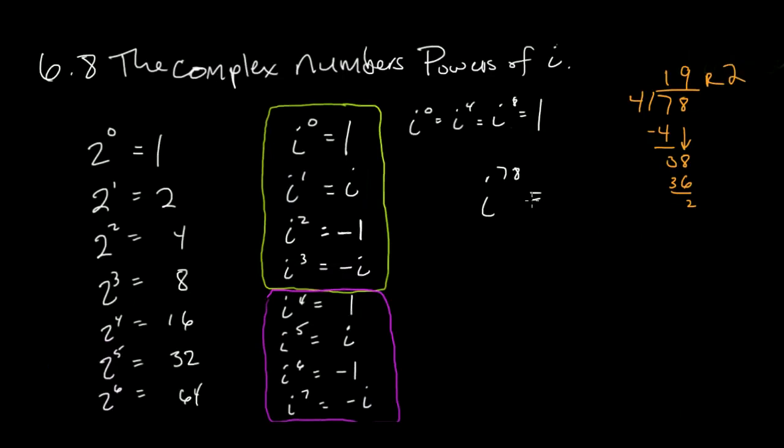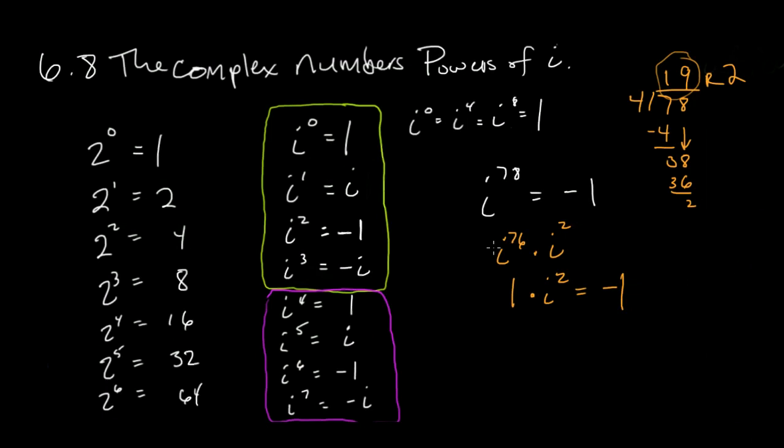So what I have in i to the 78th power is the same as saying i to the 76th power times i squared, right? And i to the 76th power is 19 different instances of 1. So basically I've got 1 times i squared. And we know what i squared is. i squared is negative 1. So i to the 78th power is negative 1.